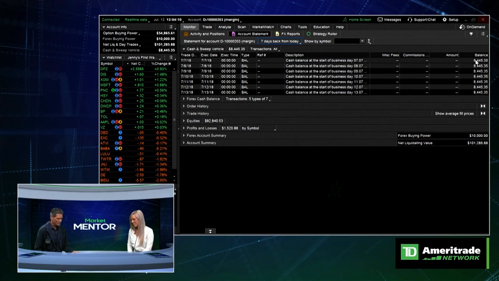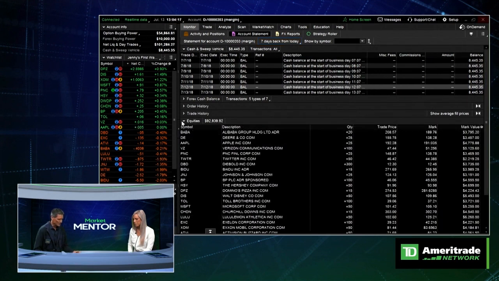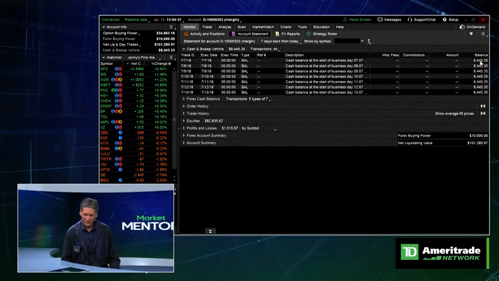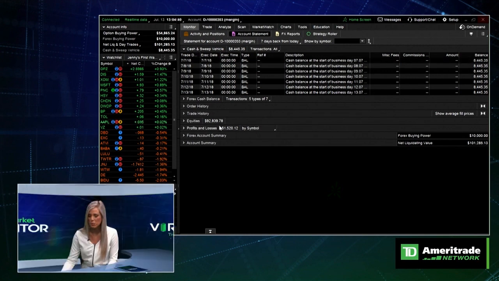Now, what other numbers here are important for us to watch? Well, equities, which is what this portfolio mainly is. You can see them all here. This gives you the value of the equities or stocks in your account. So if you add this number, about 92,000, with the cash balance of about 8,400, that should come out to right around 100,000. Right, okay, so this is really how much we've already invested in terms of equities. Right, exactly.